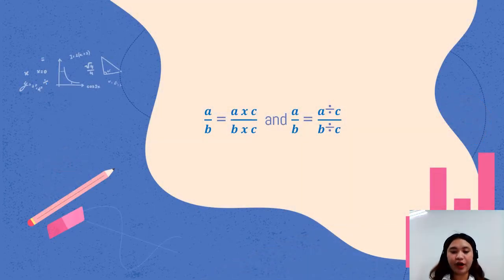So in algebraic fractions, we have one important rule. The value of a fraction remains unchanged if both its numerator and denominator are multiplied or divided by the same non-zero number or expression. So for example, we have a over b. Let's have the multiplication: a multiplied by c over b multiplied by c. Next, in division, a over b, we have a divided by c and b divided by c, where c is not equal to 0.